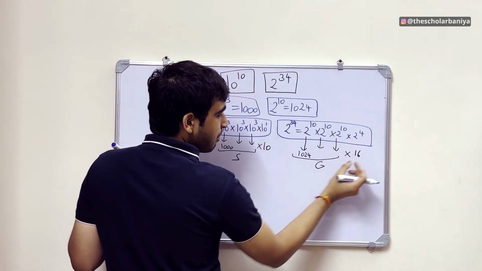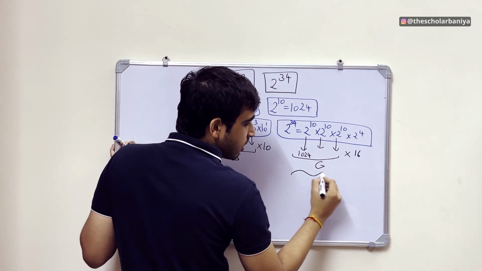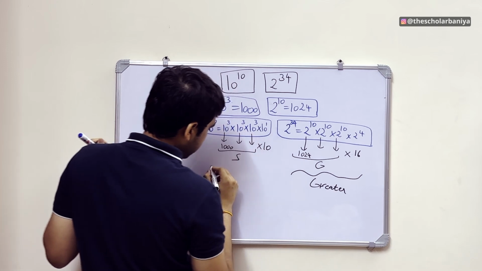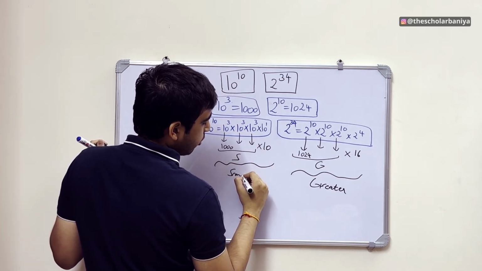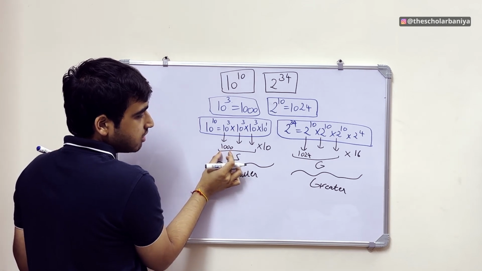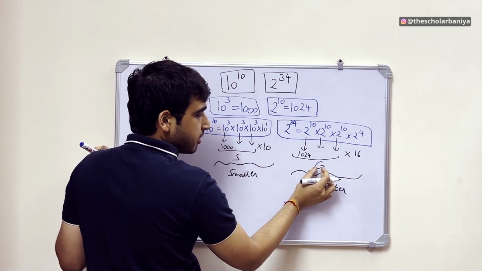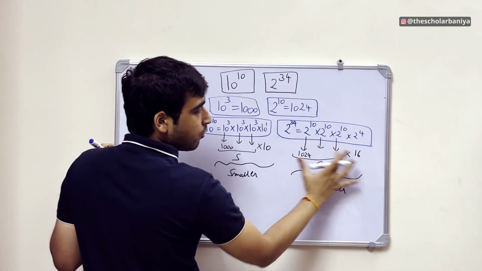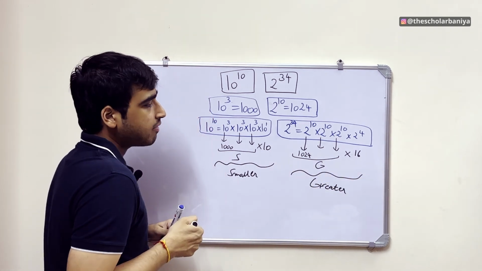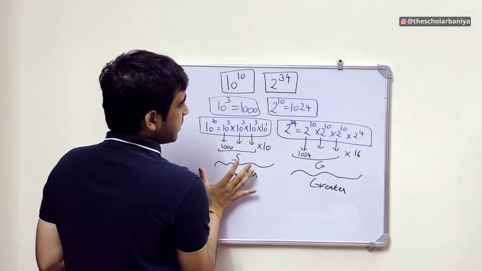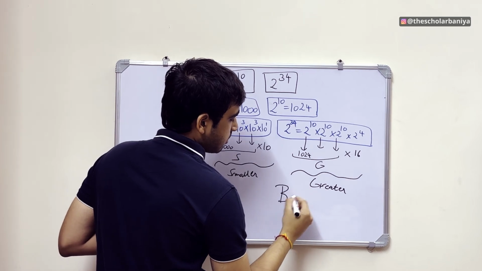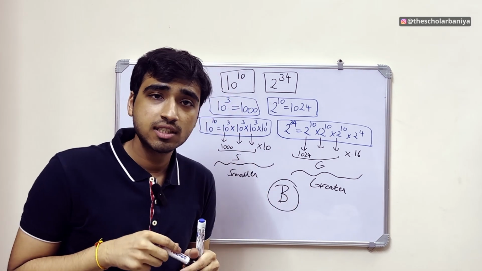Now 16 is again bigger than 10. So overall, this part becomes much greater than this part, and this part becomes smaller, right? Because we are multiplying 10 to a smaller number and we are multiplying 16 to a greater number, and 16 is greater than 10. So overall this part becomes much bigger than this, right? So we have our answer that this part is bigger than this, so this is bigger than this, right? So your answer becomes B. I hope this is clear.